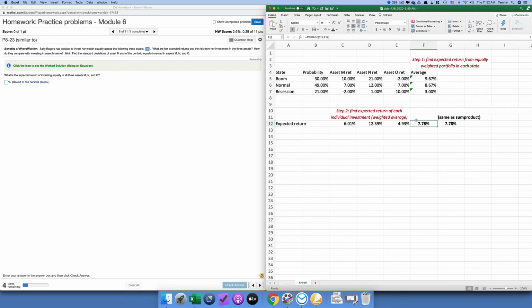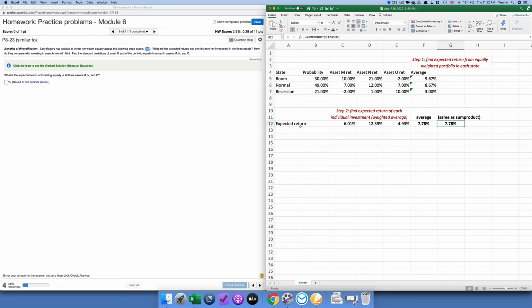However, this gives us our expected weighted return from this portfolio. So we expect that we should be able to get 7.78% from this portfolio, equally weighted between these three assets in this sort of assumed state of nature, which is a weighted average of these three different situations.